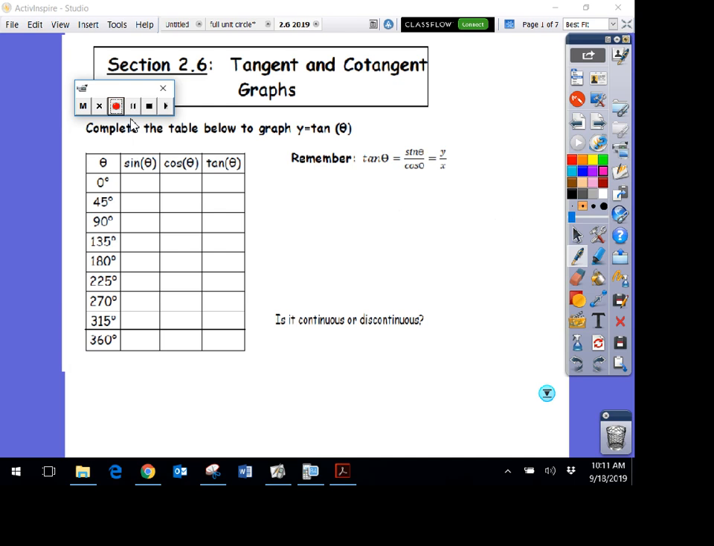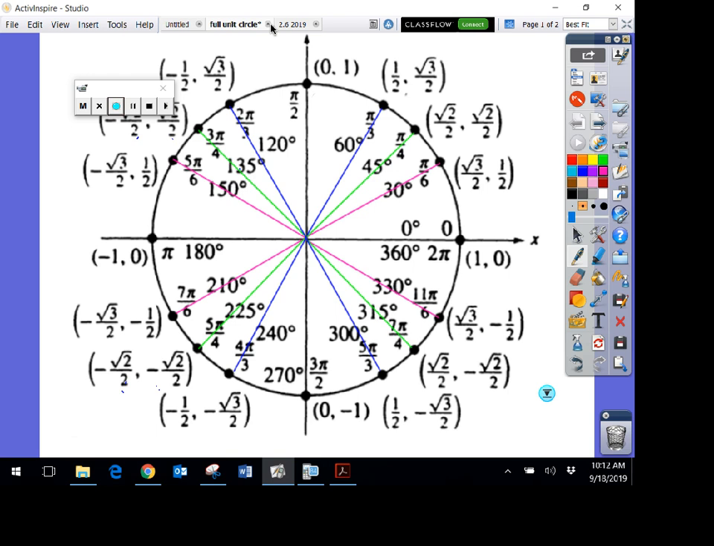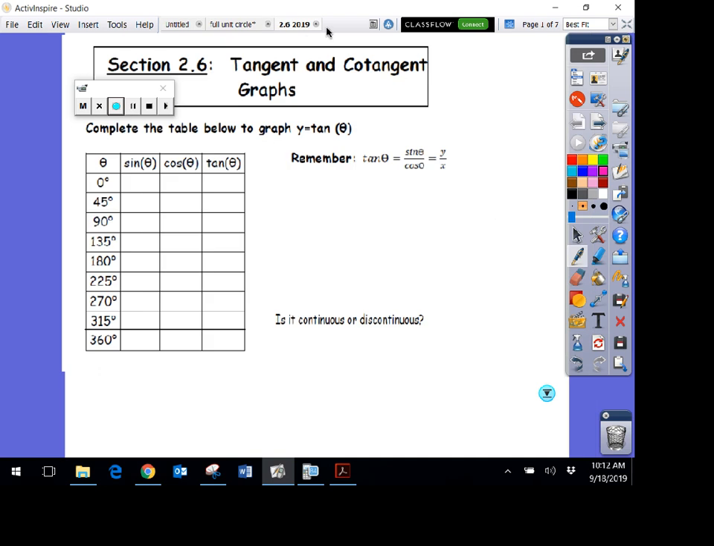So remember, tangent of an angle is equal to the sine of the angle over the cosine of the angle. The sine of the angle is the y value when we're on the unit circle. The cosine of the angle is the x value when you're on the unit circle. So if we just looked at one full unit circle right here, the sine of 0 degrees, you go back to your unit circle, you go to 0 degrees, the sine of 0 degrees is 0.